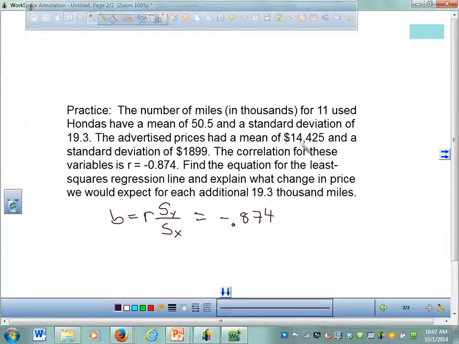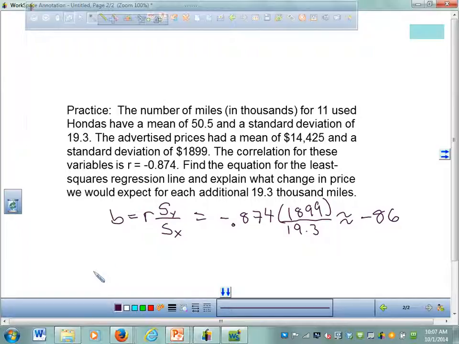The standard deviation in y is what? 1899, right? This is the response variable. So that goes on the top, 1899. It's the standard deviation in y. Standard deviation in x is 19.3. And then this comes out to be approximately equal to negative 86, if you did that. So that's the slope of your regression line. Okay?